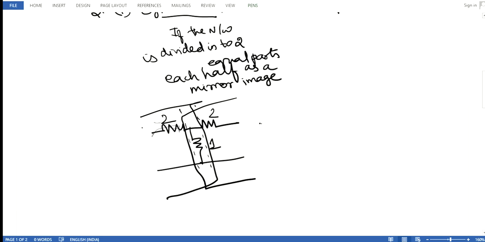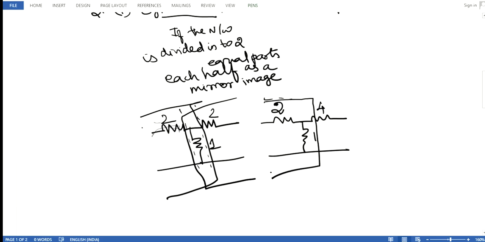But here see the same T-shaped diagram, with values 2, 4, 1. The first half will be 2 and 1 ohm, and the second half will be 4 and 1 ohm. So it is not symmetrical. Now you can understand what is meant by symmetricity and asymmetricity. If the symmetrical property is not obeyed, we simply call it asymmetrical.